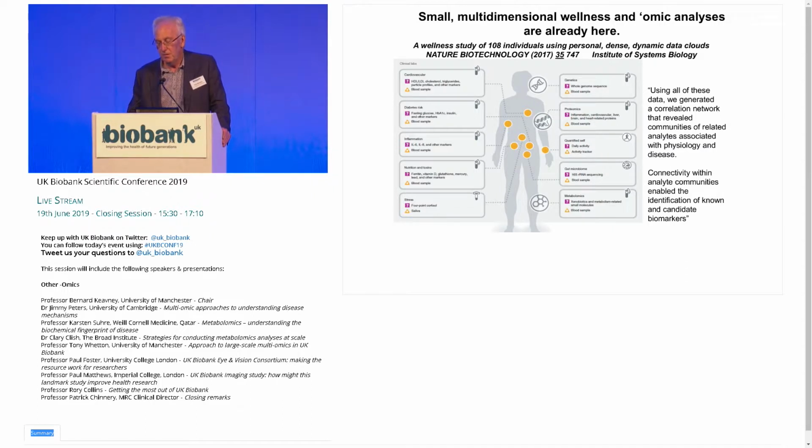And if you look at the quote that I've put on the right, connectivity within analyte communities will be established, and that will enable the identification of candidate biomarkers, new biomarkers. And here we get into the business, of course, of algorithms combining measurement of several different entities in order to understand wellness and understand ill health. And of course, that kind of work is something that can be taken forward with the huge data sets that are available in respect of omics technologies.